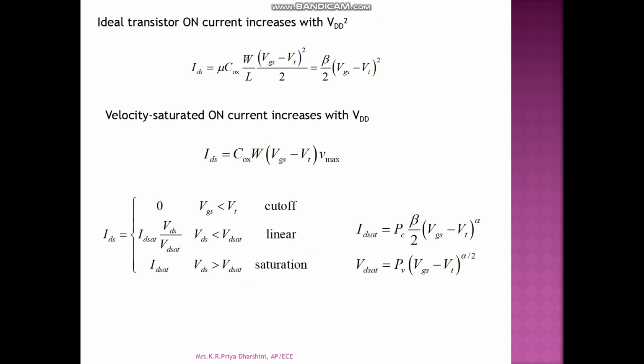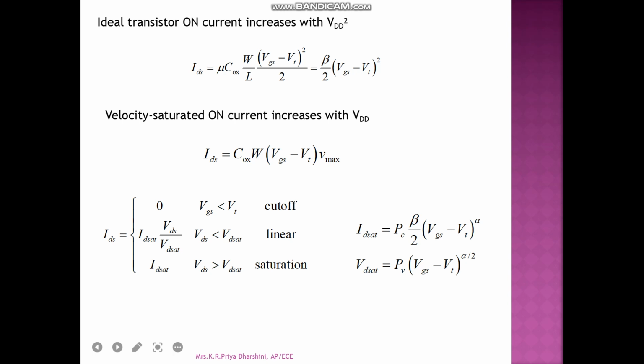For an ideal transistor, the on current increases with VDD square. IDS is equal to mu into C ox W divided by L into VGS minus VT the whole square divided by 2, which is equal to beta divided by 2 into VGS minus VT the whole square. For velocity saturated transistors, the on current increases linearly with VDD. ID is equal to C ox W into VGS minus VT into Vmax.